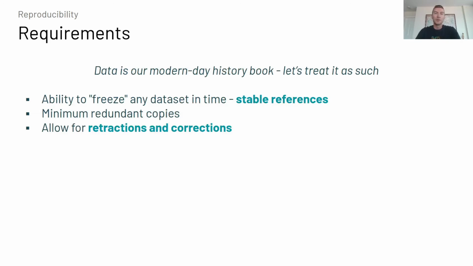So our requirement here is just to recognize that data is our modern-day history book and we should treat it as such. We want an ability to freeze any dataset in time, so get a stable reference to it, but at the same time have minimum redundant copies of it. And since we're freezing something in time, it's really important to also account for the retractions and corrections that might come further. You don't want to freeze the data science project in time if there are some important mistakes in it. You at least want to be able to see those mistakes as they are further discovered.